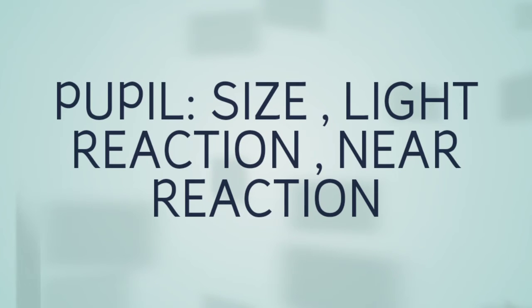Pupils, size in the dim light. Inspect the size, shape and symmetry of both the pupils. Measure the pupils with the card showing black circles of varying sizes. Note if the pupils are larger than 5 mm or smaller than 3 mm, or if there is unequal light reaction in the dim light. Test the pupillary reaction to the light.